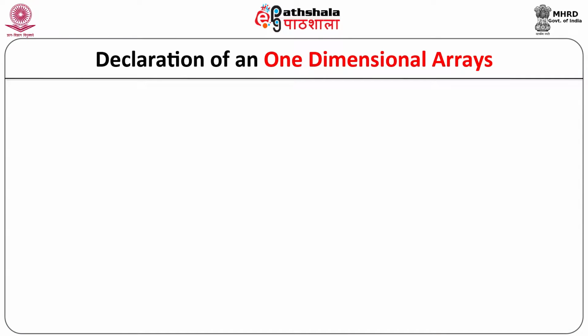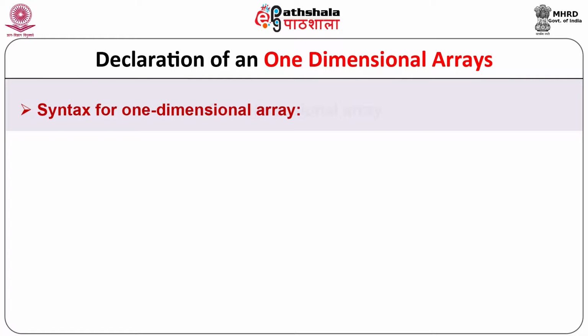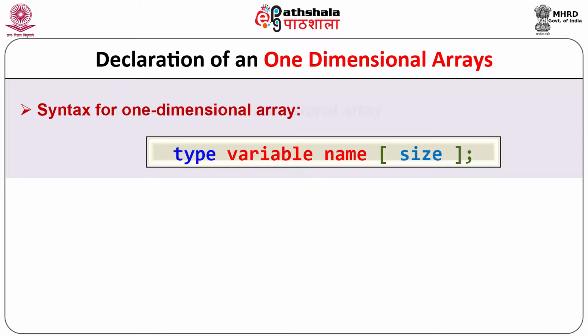Let us see how to declare a one dimensional array. In this slide, you can see the syntax of one dimensional array. In the syntax, you can see type, variable name and size. Type means type of array, whether it is integer array or character array. Variable name means name of the array. Size means size of the array, how many elements you are storing in the array. Array size must be an integer and constant. That value should be greater than 0. Array type can be any valid C data type, meaning integer, float or character.